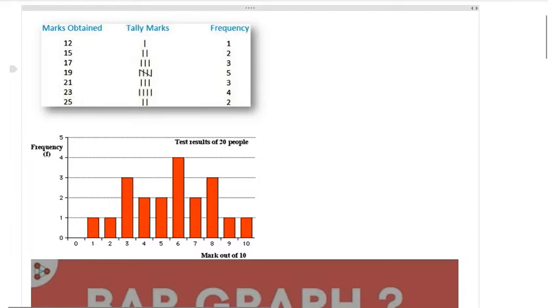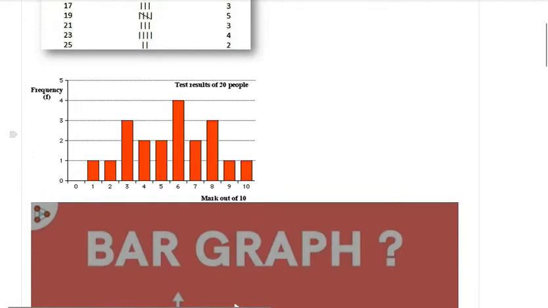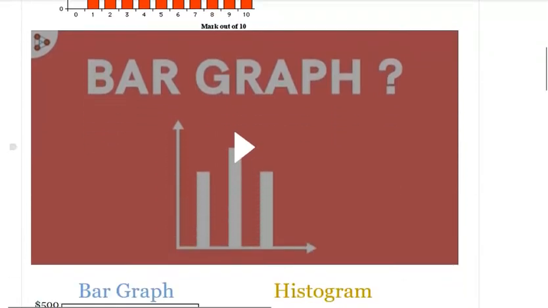Now, when you represent this in the graphical form, it looks like this. Let's hear what a bar graph is all about over here. It's a short video, so your basics will be brushed up.